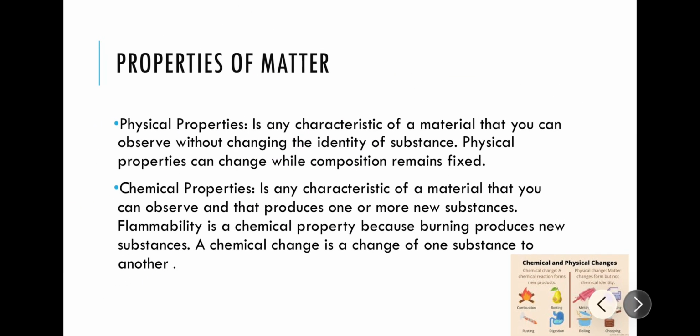The properties of matter. A physical property is any characteristic of a material that you can observe without changing the identity of a substance. Physical properties can change while the composition remains fixed. A chemical property is any characteristic of a material that you can observe that produces 1 or more new substances. Flammability is a chemical property because burning produces new substances. A chemical change is a change of one substance to another.